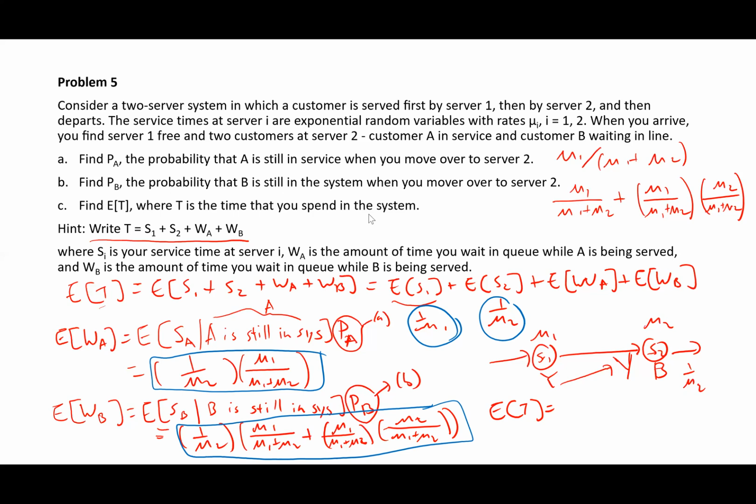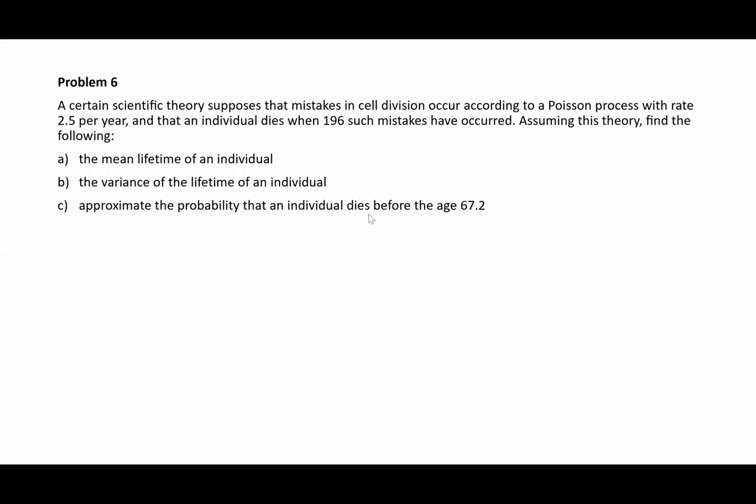Okay, so now let's move on to problem number 6. A certain scientific theory supposes that mistakes in cell division occur according to a Poisson process with rate 2.5 per year, and that an individual dies when 196 such mistakes have occurred. Assuming this theory, find the following: the mean lifetime of an individual.